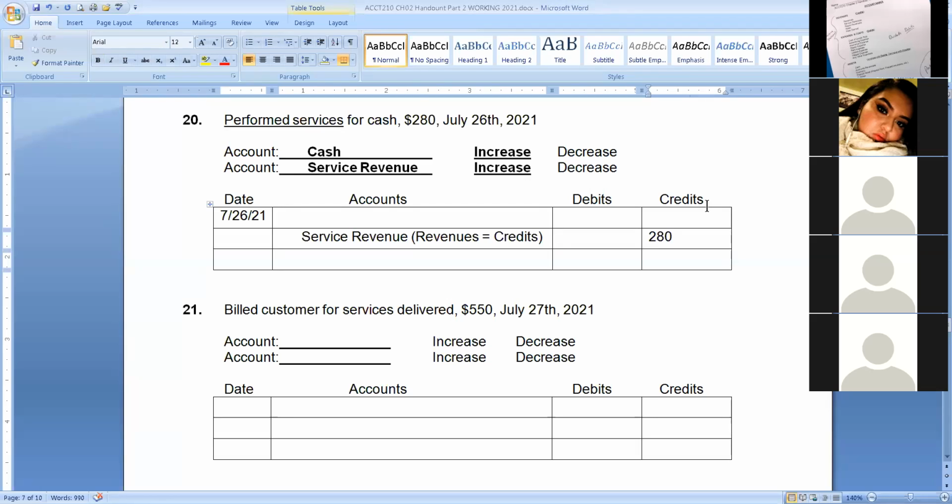Didn't have enough room to write all these in there. Cash is an asset. By now you're probably sick of flipping back and forth. Asset going up, and you know what it is, it's 280. That's going to be a debit. Assets go up and debits go down with credits.